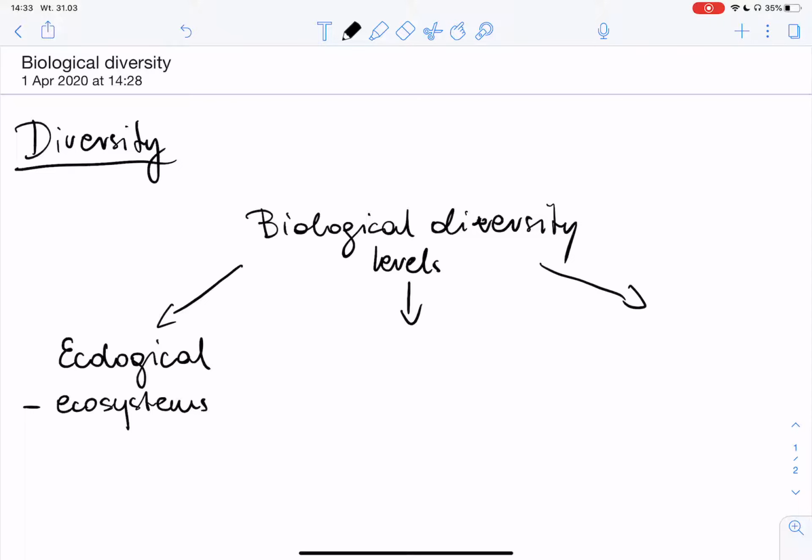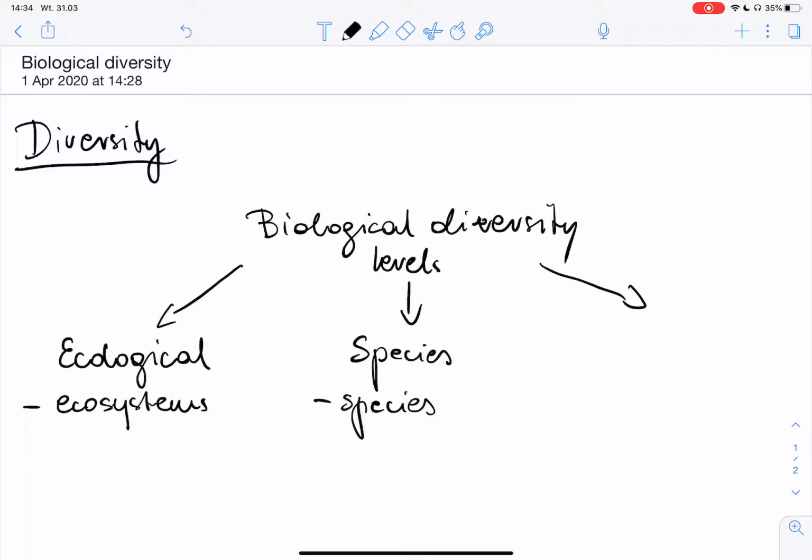The second one is called the species diversity. So on this level, we think about species and the number of them. So in certain areas of the world, we have various species living next to each other, and the places that are home to many different species of animals will have the higher level of species diversity than the ones that are barely inhabited.